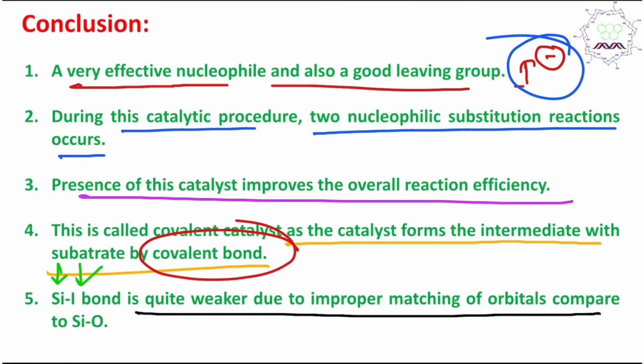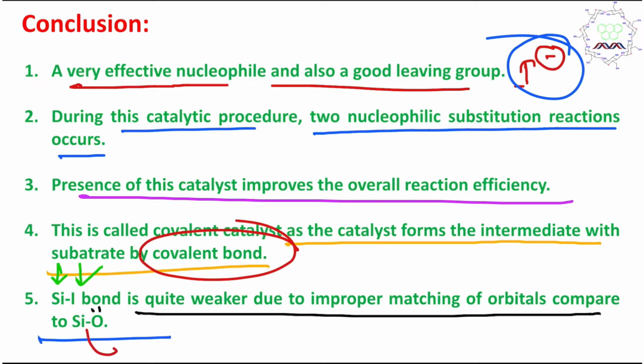So compared to silicon oxygen, because silicon oxygen is very stable, first of all oxygen belongs to the second row, silicon the third row, so matching is relatively better. Second, the lone pair of oxygen could be donated to the vacant d orbital of silicon. I repeat, the lone pair of oxygen which is in the 2p orbital could be donated into the energetically accessible vacant d orbital of the silicon atom.